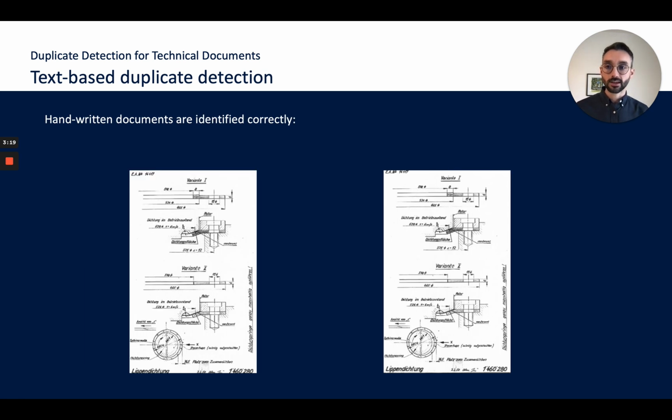Now, we were also able to retrieve handwritten document duplicates, in this case, a drawing. And if you look at the extracted information, it's actually useless because the optical character recognition doesn't work very well with handwritten documents. However, it extracts the same information from both documents, and therefore we were able to compare these and make correct duplicate predictions.